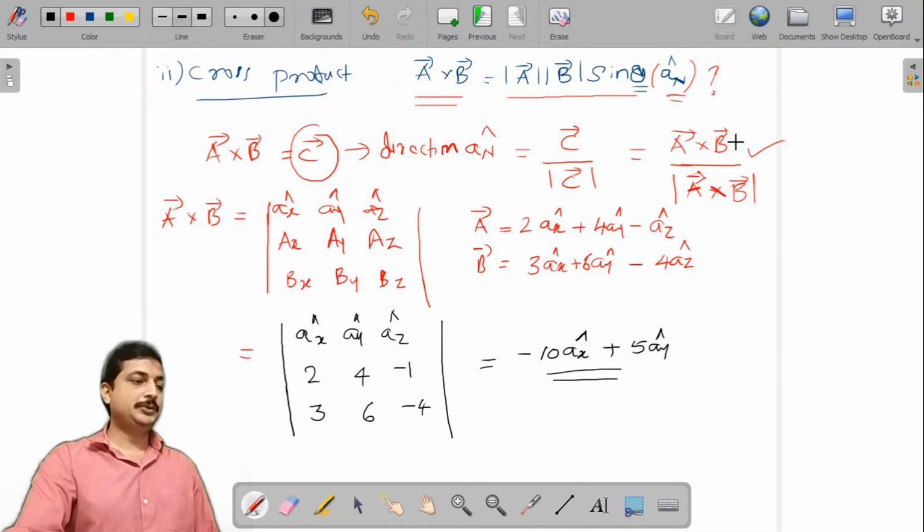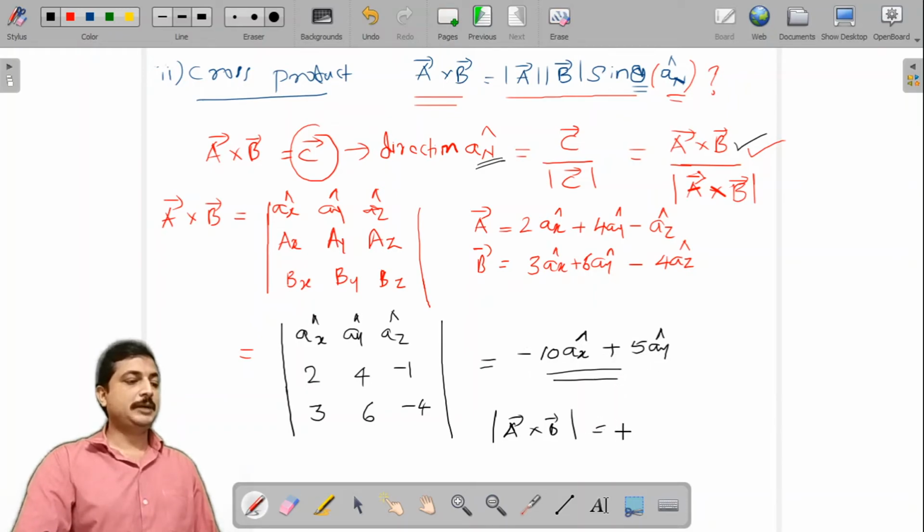Next, what should I do? That is my numerator of A n cap, right? I am trying to find first A n cap. So that is numerator of my n cap. Then I should find what is magnitude of A cross B. So how to find magnitude of A cross B? So magnitude of A cross B is nothing but magnitude of this vector, right?